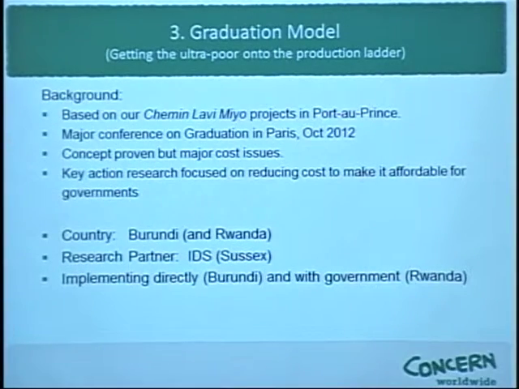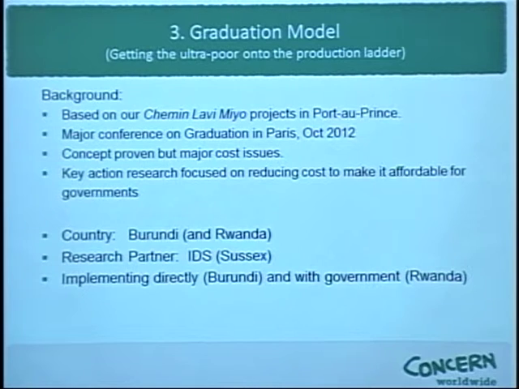The last model I want to talk about is a graduation model, and this gets away a little bit from the hunger and nutrition agenda. But this one is really around getting the ultra-poor onto the production ladder, and is based on BRAC's targeting the ultra-poor model. We've done work in Haiti on this for a number of years, and there was a major conference, obviously, in graduation in Paris in October last year. The concept has been proven.